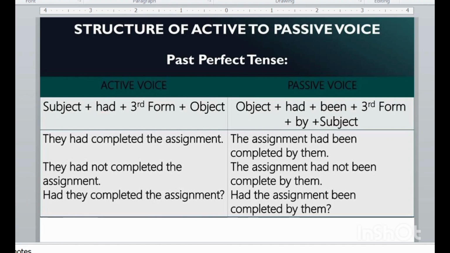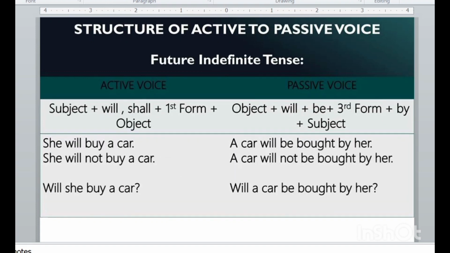Now our next is, I think, future simple, future indefinite tense. Okay, in future indefinite tense, for example: subject plus will or shall plus first form of verb plus object; object plus will plus be plus third form of verb plus by plus subject. She will buy a car. A car will be bought by her.